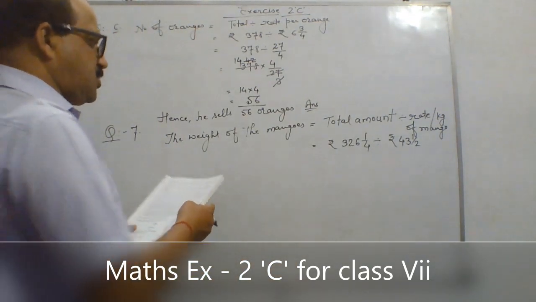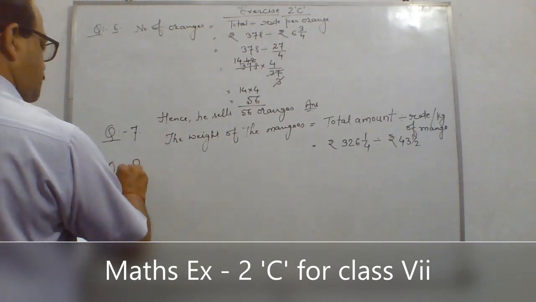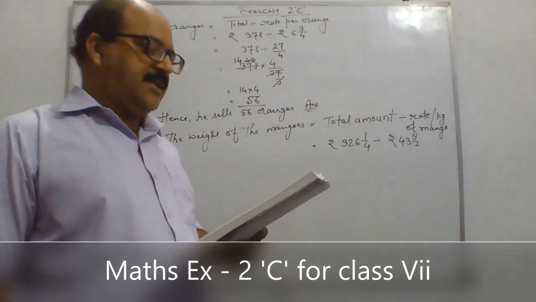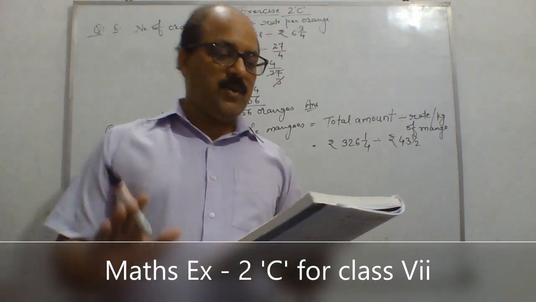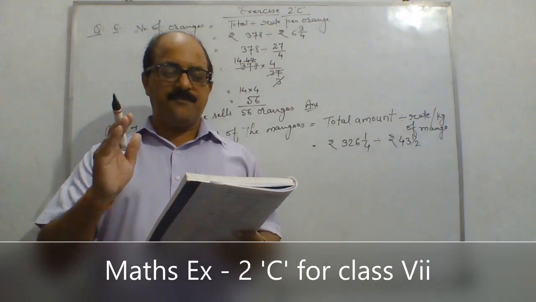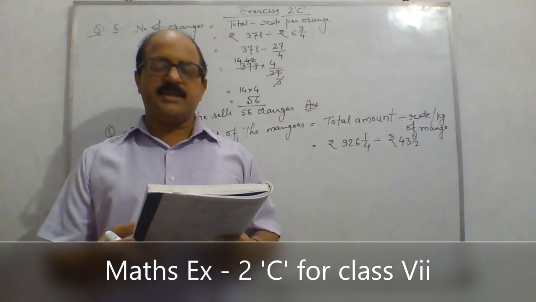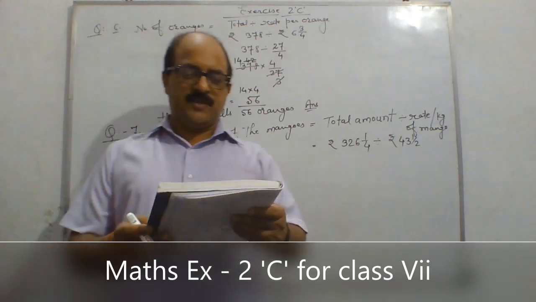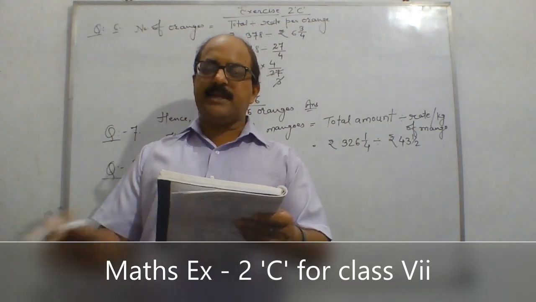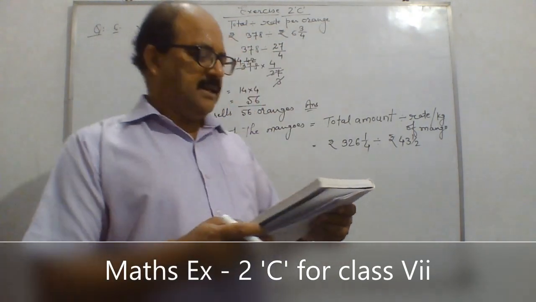Now, in question number 8, Vikas can cover a distance of 20 whole 2 by 3 kilometers in 7 whole 3 by 4 hours on foot. How many kilometers per hour does he walk? Here the distance and time have been given. So how many kilometers per hour does he walk?